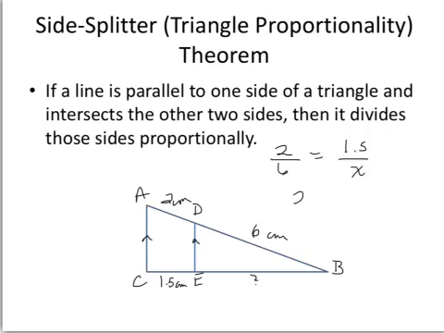So that would give us 2x equals 6 times 1.5. So 2x should equal 9, and x should equal 9/2 centimeters. So 9/2 is 4.5, so 4.5 centimeters for this length. Okay, so that's how it's going to work. Let's do some more work with this.